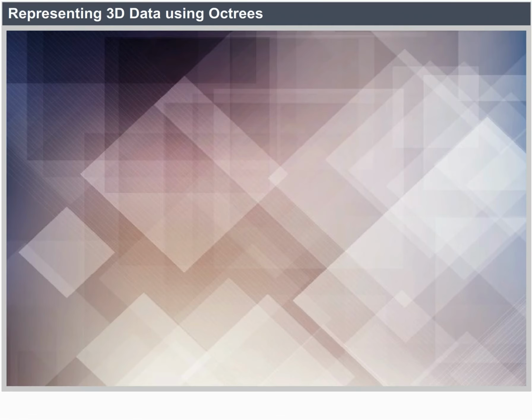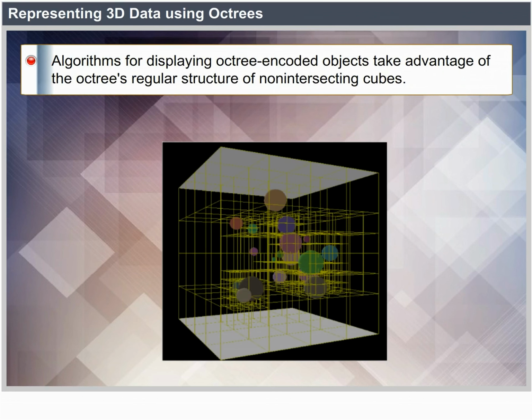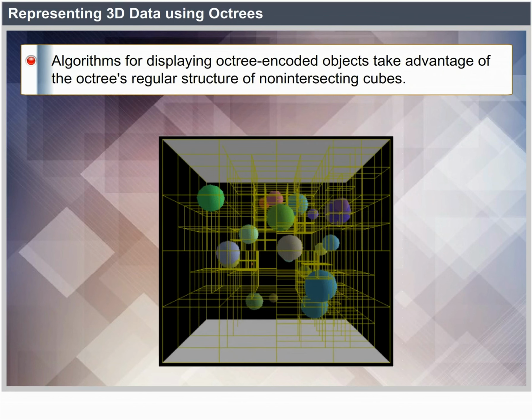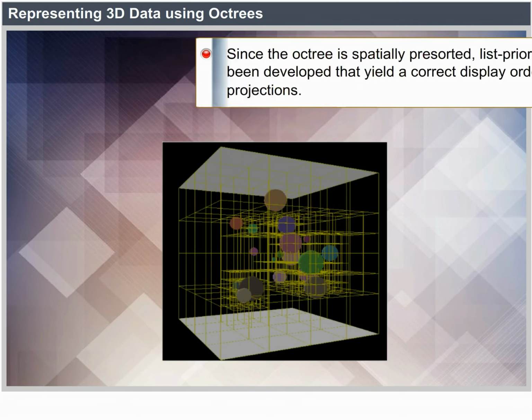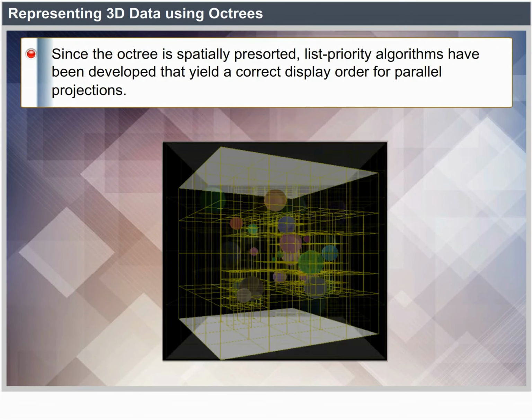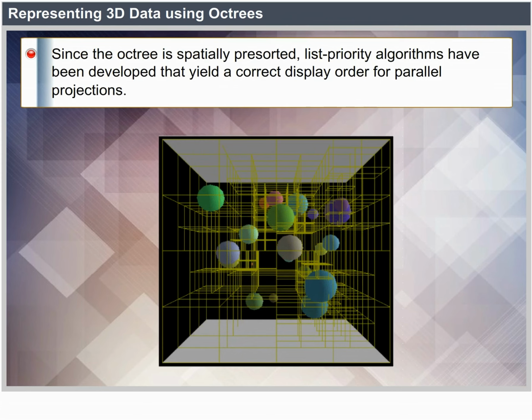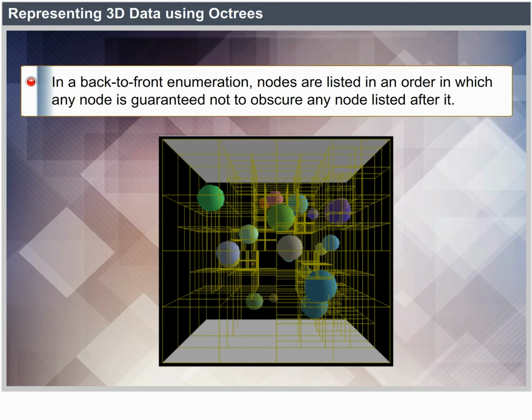Representing 3D data using octrees. Algorithms for displaying octree-encoded objects take advantage of the octree's regular structure of non-intersecting cubes. Since the octree is spatially pre-sorted, list priority algorithms have been developed that yield a correct display order for parallel projections. In a back-to-front enumeration, nodes are listed in an order in which any node is guaranteed not to obscure any node listed after it.